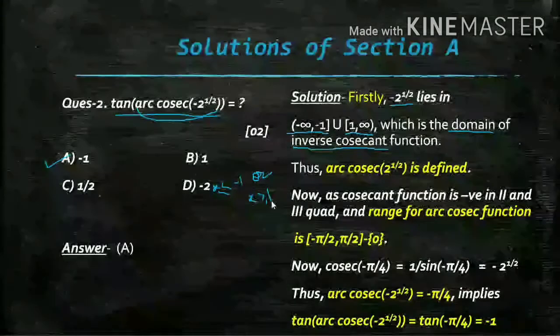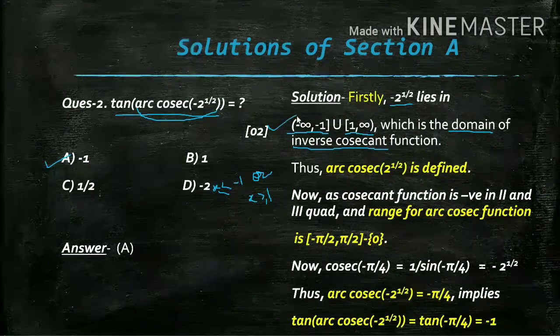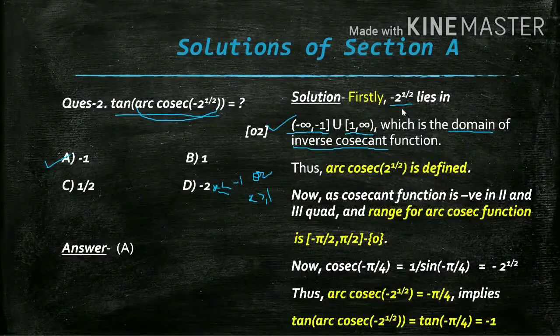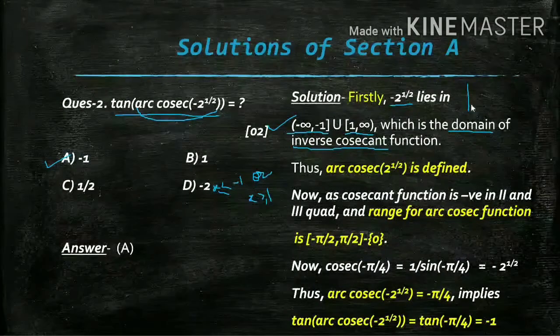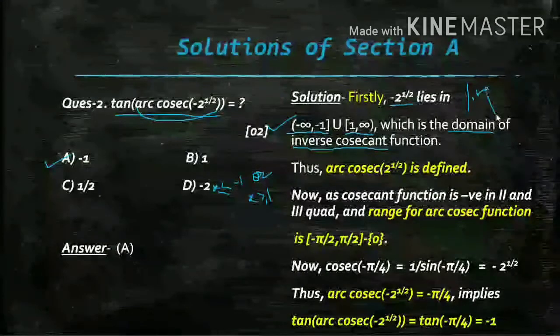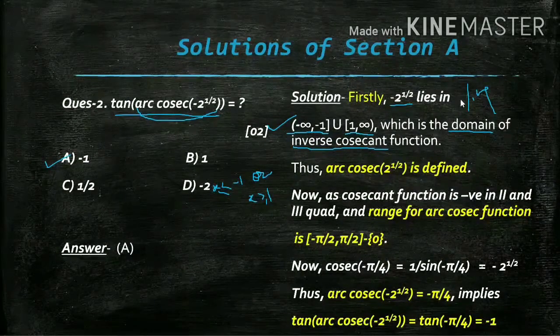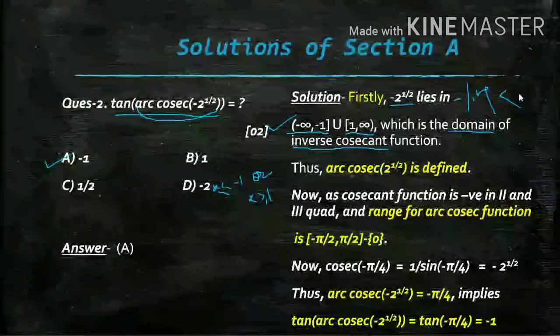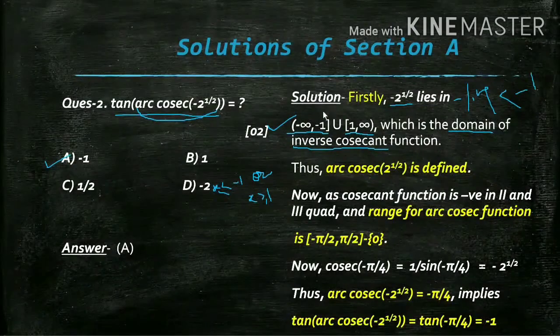So I can write this in the interval form as well. I have told you this. Now minus root 2 is basically less than minus 1, because root 2 is nothing but 1.4. So minus 1.4 is strictly less than minus 1. That means it lies in this region, so our cosec inverse of minus root 2 is defined. This is the first step and the very basic step.